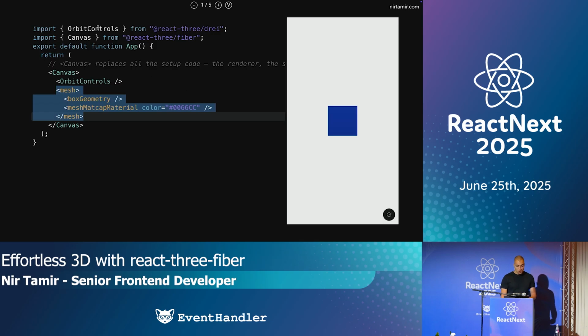Now, I also added orbit controls from React Drei, which is a utility library in the ecosystem that provides a lot of high-level components we can use. So orbit controls allow me to move the cube using the mouse. So we are moving the camera. We can zoom in and zoom out and move the object.